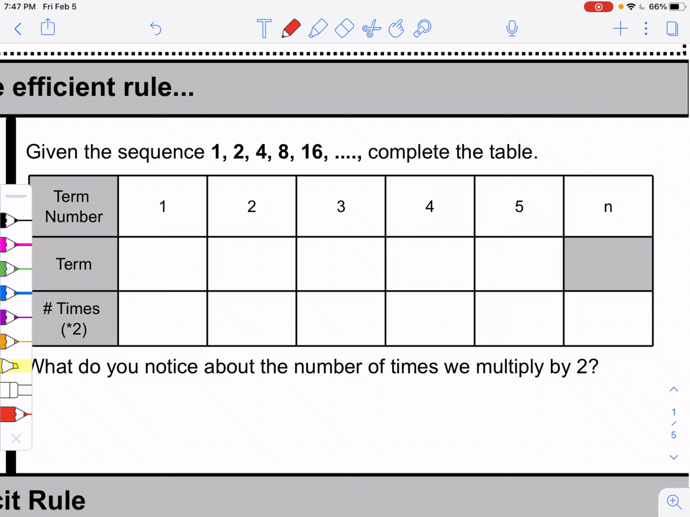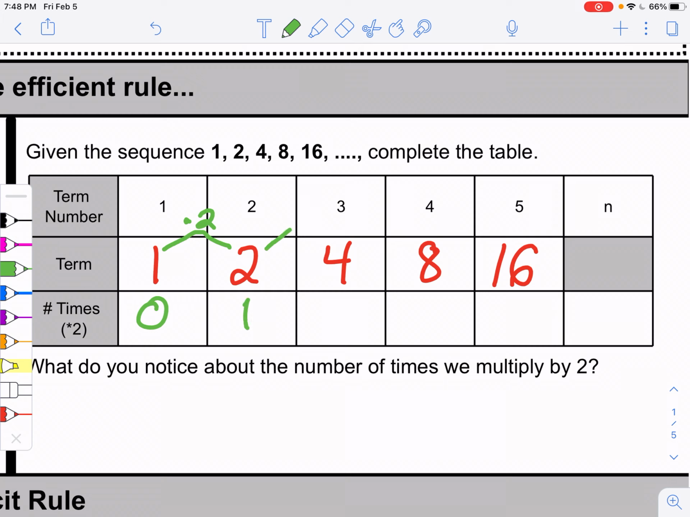I can see that it's a multiplication sequence pattern. 1 times 2 times 2 times 2 times 2. So if I list all of the terms here, 1, 2, 4, 8, and 16, and then the number of times we multiply by 2. So if I look at this, I have times 2 0 times for the first one, times 2 one time to get 2, times 2 twice to get the 4 from the start, times 2 3 times from the start to get 8, times 2 4 times from the start to get 16.